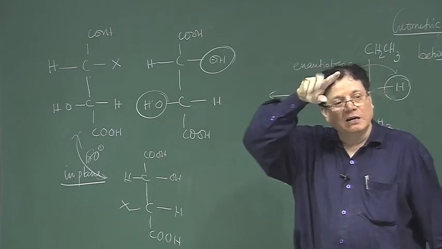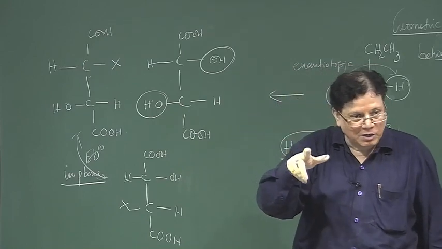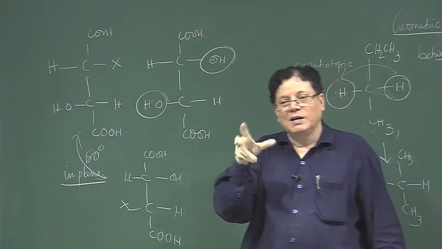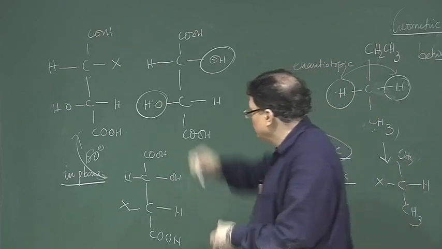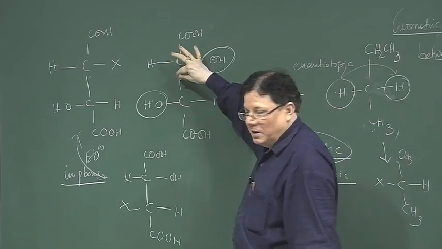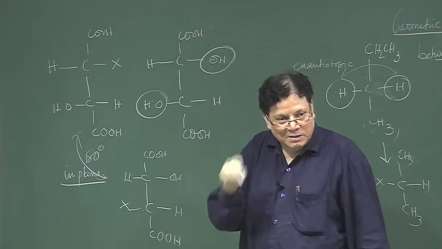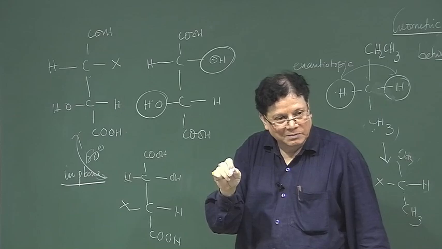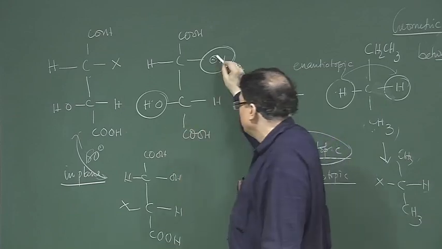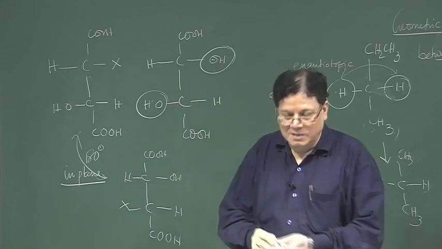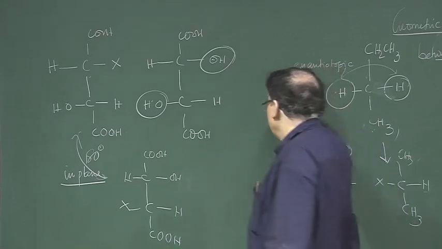Now, if you consider that earlier concept, the symmetry concept, I said if there is a C2, then that becomes homotopic. And you see there is a C2 here. If you rotate it by 180, it comes to the same molecule. It remains the same molecule. So, it has got a C2. So, these are homotopic ligands. So, that is the way to do it.